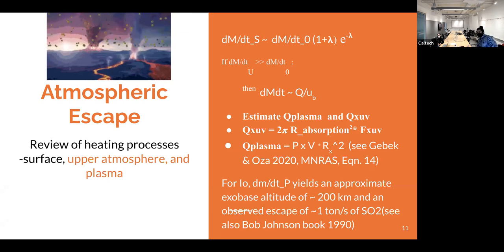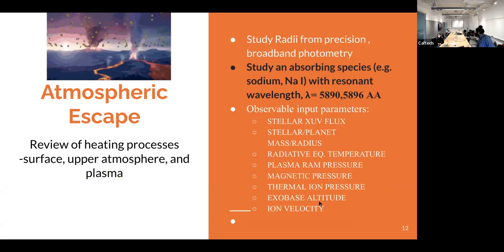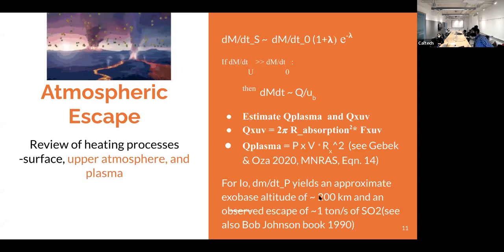And so the tough part is Rx, which is the exobase altitude. Doing this for Io, even this is not well known at our own moon. It's at 200 kilometers if you backtrack the observed escape rate and derive Rx, which is consistent within a factor of 2 of simulations. And I would advise maybe checking out Bob Johnson's book, 1990, which covers charged particle interactions, and is written generally enough that it can be useful to exoplanets and escape.